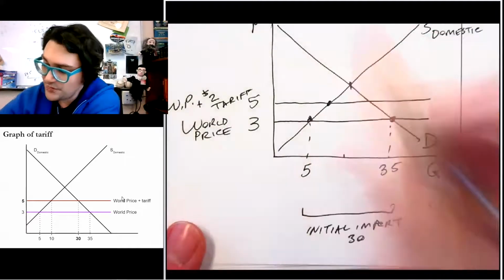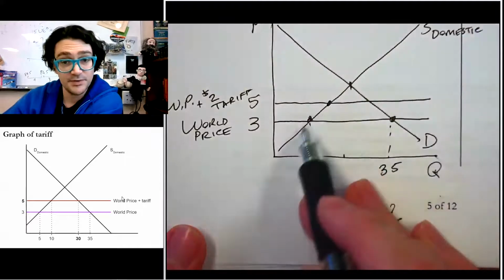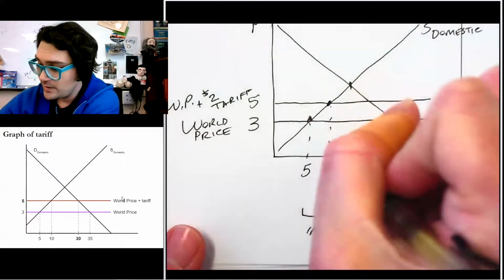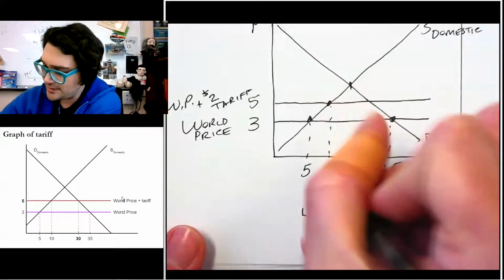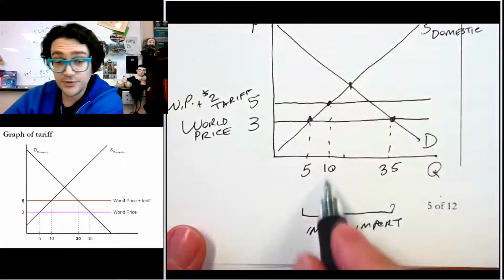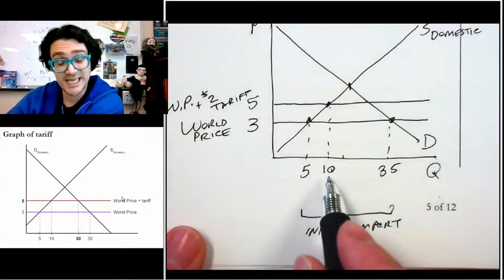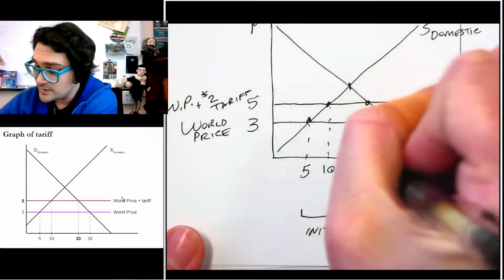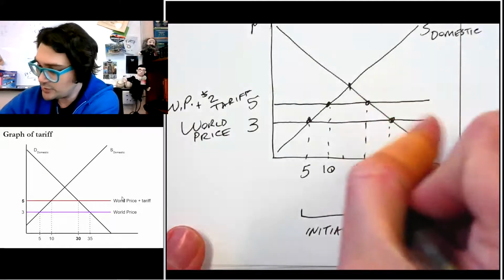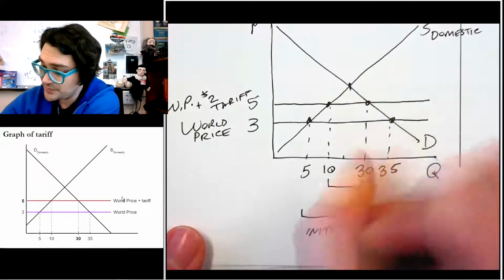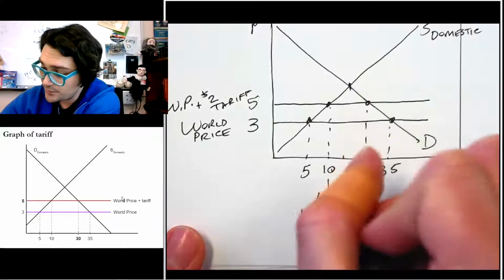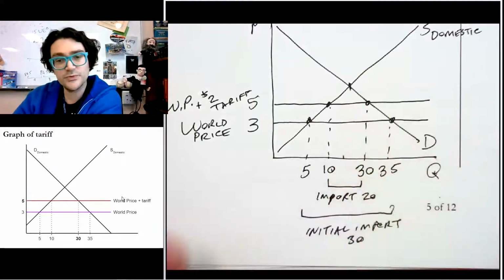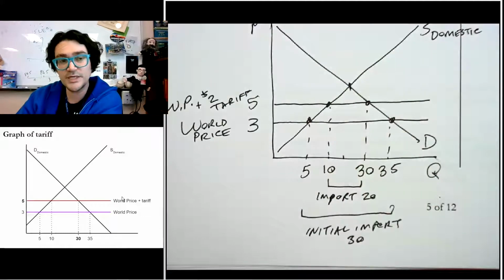Now, there's a few more domestic suppliers who are going to be able to compete. And so under this regime, the new amount that's going to get produced by domestic producers is 10. And the amount now that consumers are going to import is over here. The total amount they purchase is 30. So the amount they import is 20. So it reduces the imports from 30 to 20.